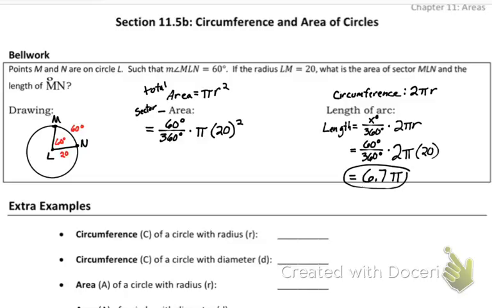Okay, so we have 60 divided by 360 times pi times 20 squared. So what I would do in my calculator is do 20 squared, and then I'd multiply that by 60 divided by 360, which is going to come out to 66.7 pi. And because it's area, it's probably going to be units squared, so let's just call it centimeters squared. Let's pretend I gave it units, and I gave it centimeters squared.